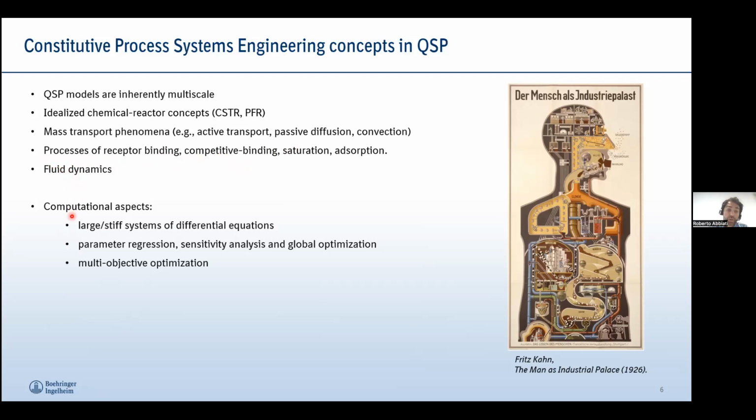Very many times we cannot fully parameterize the model. We need to go through a process of parameter regression. We need to know how to utilize sensitivity analysis and global optimization. So there are different levels of skill set that are necessary for a scientist in this field.